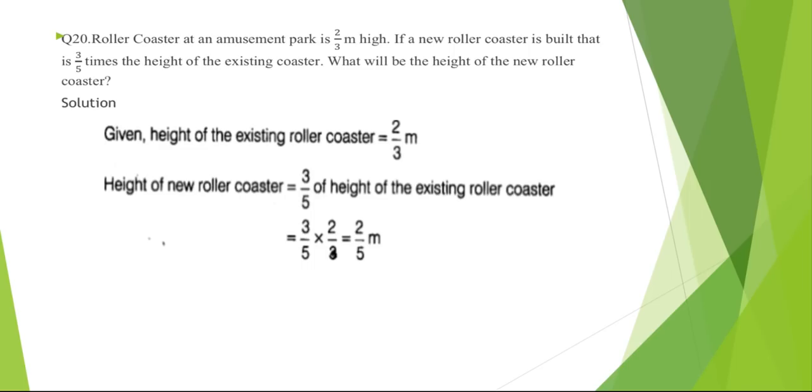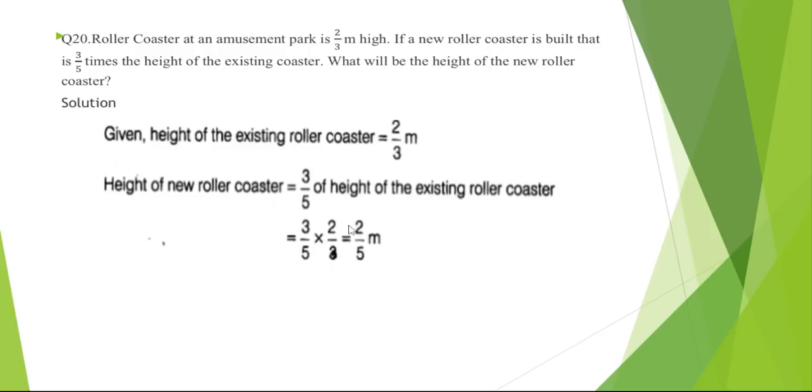Now you have question number 2 of the assignment folder. A roller coaster at an amusement park is 2 by 3 meter high. If a new roller coaster is built that is 3 by 5 times the height of the existing coaster, you simply have to find the height of the new coaster. So what is the height of the existing roller coaster? 2 by 3 meter. You can easily find the height of the new roller coaster, which will be 3 by 5 times of 2 by 3.